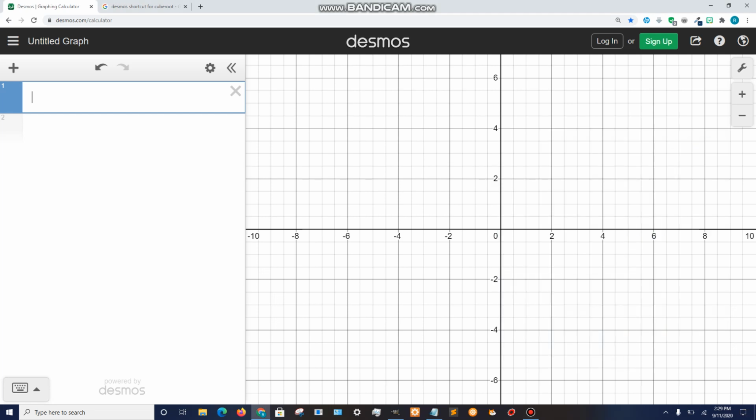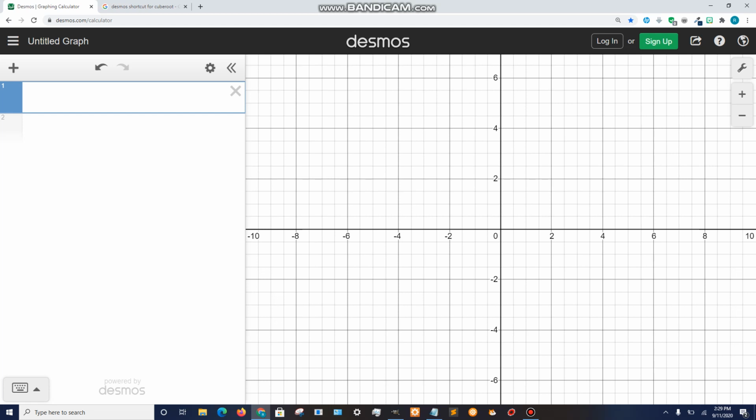Okay, so this is going to be the last lesson on how to use Desmos, and then I'm going to go over cube roots and square roots. So first, how do we type this into Desmos? Well, there's a couple of ways, but I'll show you what I like to do.